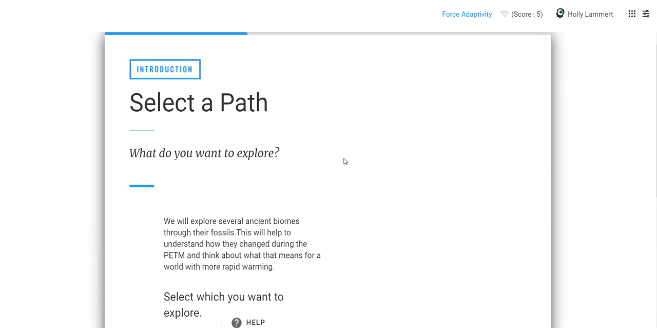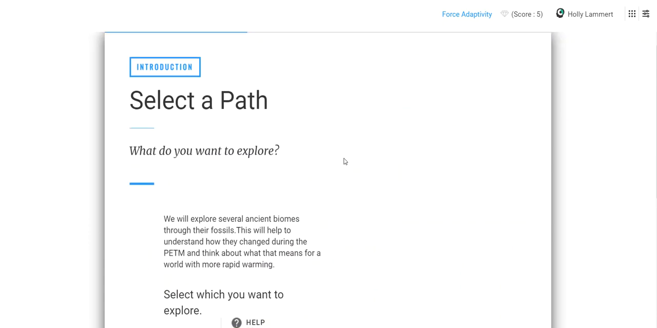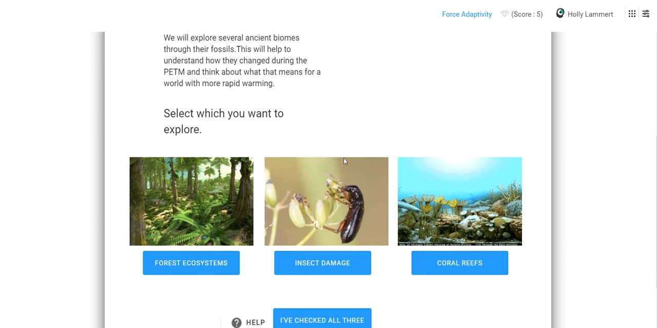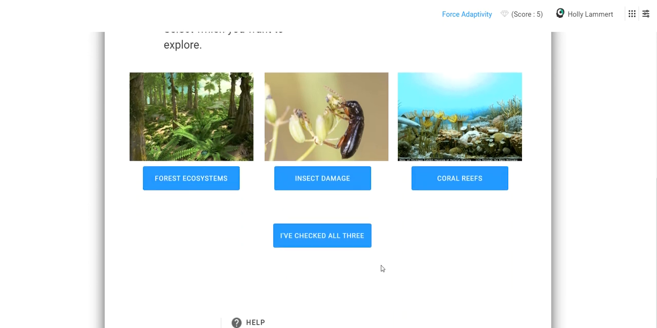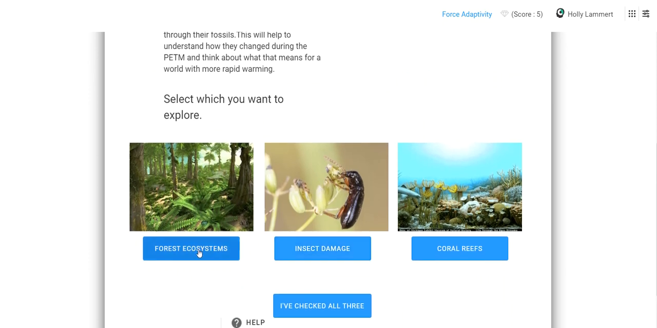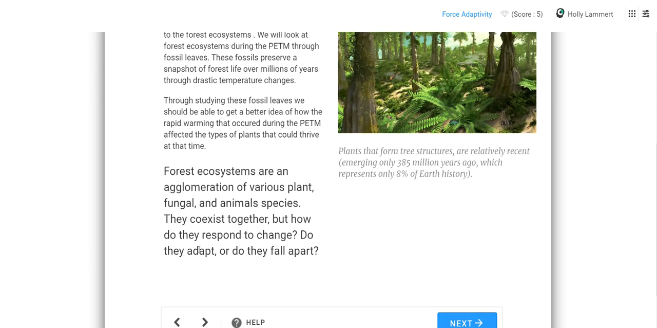All right, cool. We get to select and choose our own adventure. We'll explore several ancient biomes through their fossils. This will help to understand how they changed during the PETM and think about what that means for a world with more rapid warming. So do you want to look at forests, insects, or coral reefs? And I think we'll probably check all three. So let's just start at the beginning.